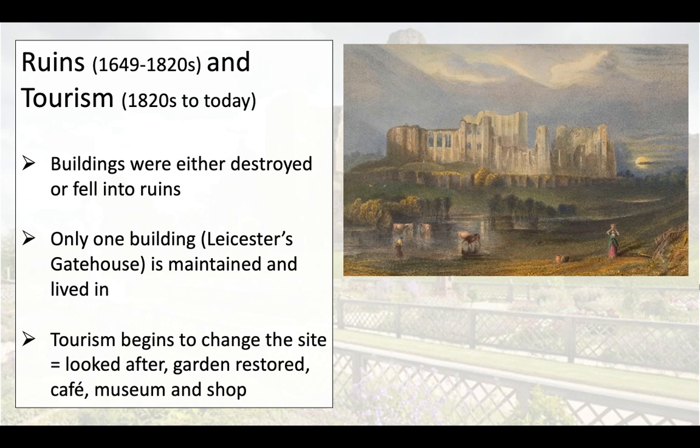So the castle gets looked after, gets cleaned up, gets preserved. The Elizabethan garden was restored in 2009, and we start to see things like cafes, museums, and shops being added to the site. So again, we see that even within these eras later on, there are changes to the site.